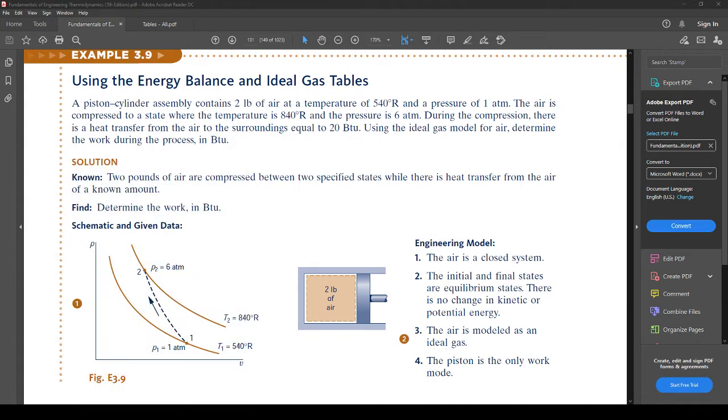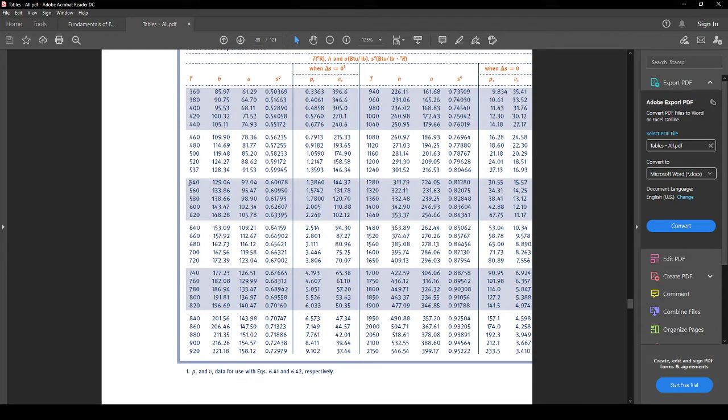But there is no mass leaving, right? It's a closed system. And what did I say for closed systems? We should use internal energy, right? So U is what we should use for closed systems. Since this is a closed system, we will use U here. So let's go back to the table here and grab the U value. So 540, and it's 92.04, right here. And this is in BTUs per pound.